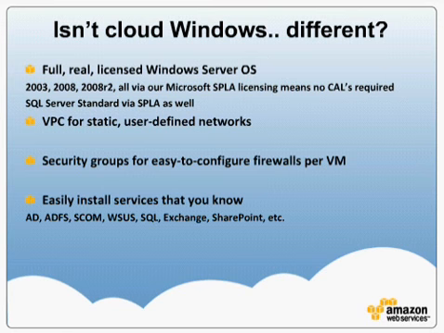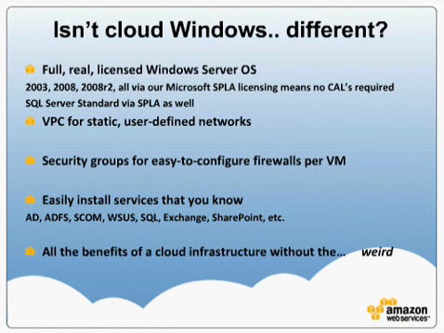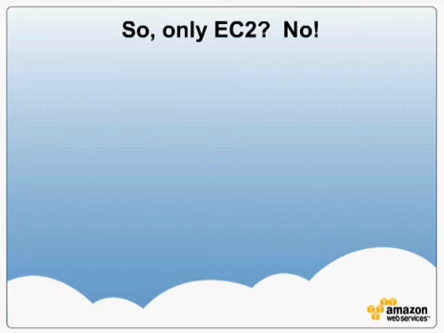Each of these services, the Windows applications and the broader server platform, they work great on AWS. Active Directory Federation Services, SCOM, WSUS, SQL Server, Exchange, SharePoint. These workloads are in practice at large scale on AWS today. All of the benefits of a cloud infrastructure, we think, the ability to scale, the ability to change without any sort of bizarre limitations or constraints about how many of this or how many of that.